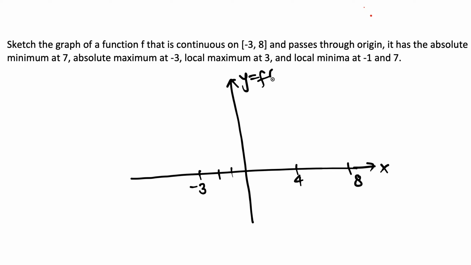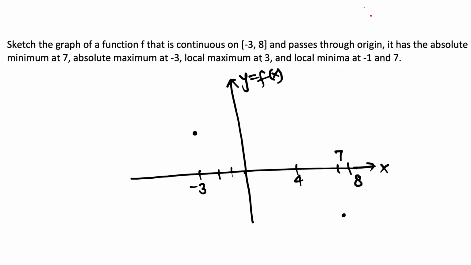This is y, and it passes through the origin, so it passes through here. It has the absolute minimum at 7, so maybe 7 somewhere here. Minimum means the lowest point on the graph. Okay, let's say this is the absolute minimum at 7, absolute maximum at -3. So -3 maximum, this is the absolute maximum.